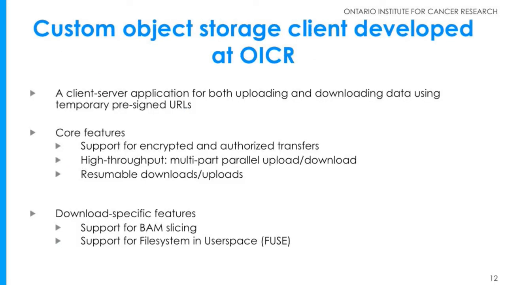We also developed a custom client that allows us to give access to the data in the private buckets without giving access to users to those buckets. Basically, we create temporary URLs on demand for the users, so they can download directly the data without having permanent access to it. And it also has some nice features like BAM slicing, allowing a researcher to just request a portion of the DNA, like 1 or 2 chromosomes, instead of requesting the entire file, which can be 150 gigs.